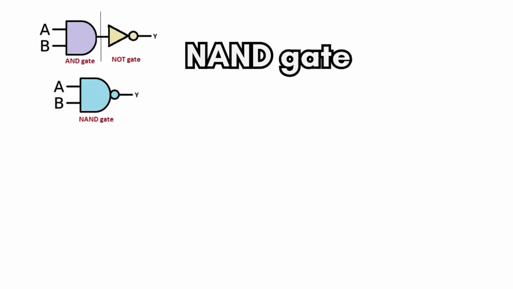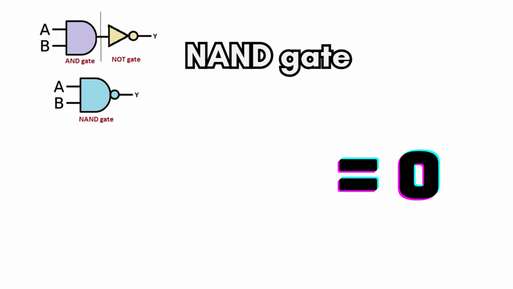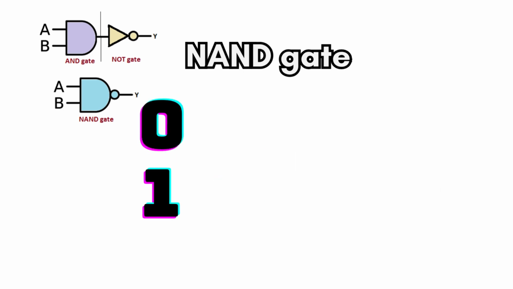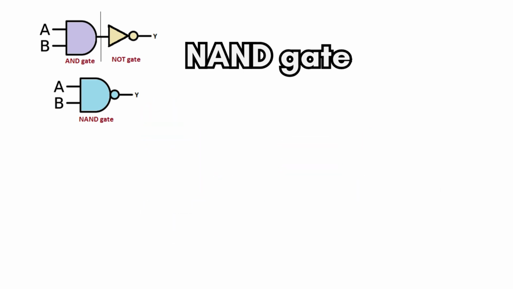Now, number 4, NAND gate. This one is like an AND gate, but gets flipped. It gives 0 only when both inputs are 1. Every other case, it gives 1. Think of it as an AND gate that just says psych at the end.